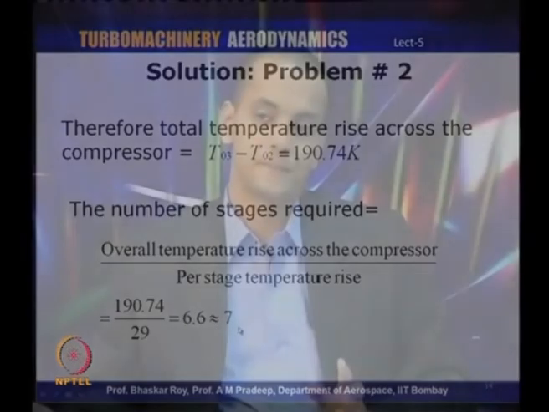So, in this case, this compressor requires 7 stages for developing a pressure ratio of 6 with an efficiency of 85% and other parameters as specified in the problem. So, this solves the first part of the problem, which was basically to find the number of stages, and this is the simpler part because that is something we have already solved in the first question.